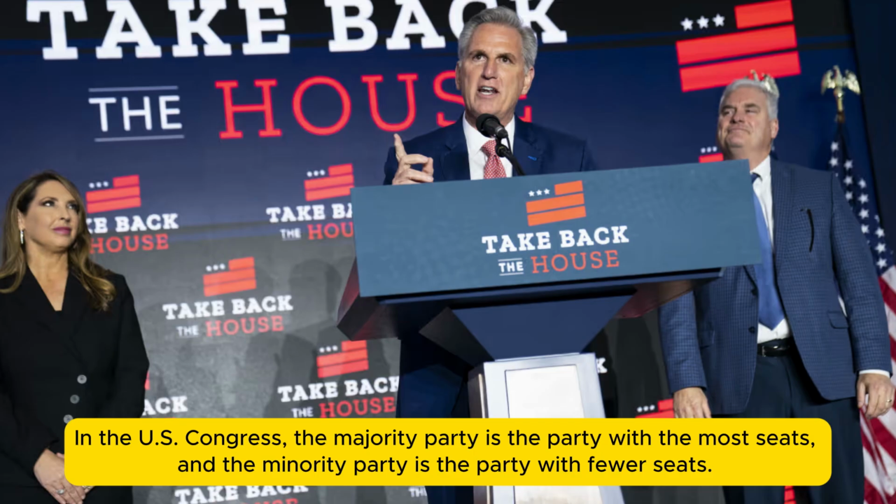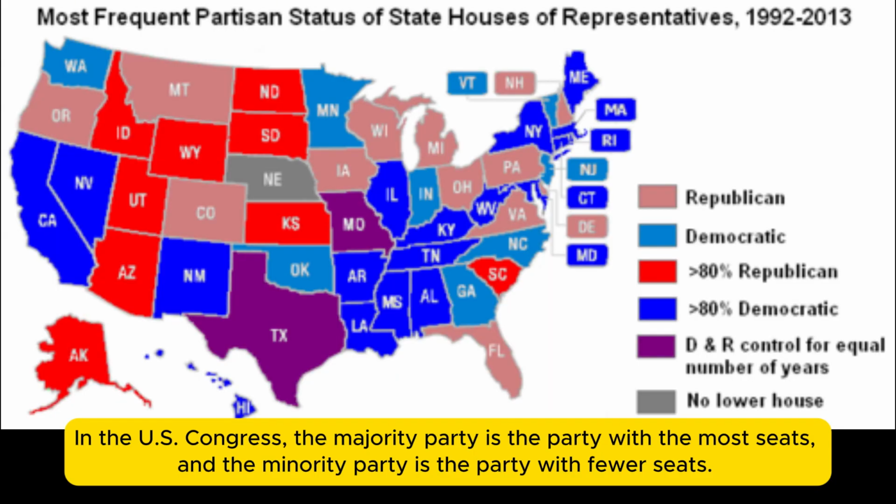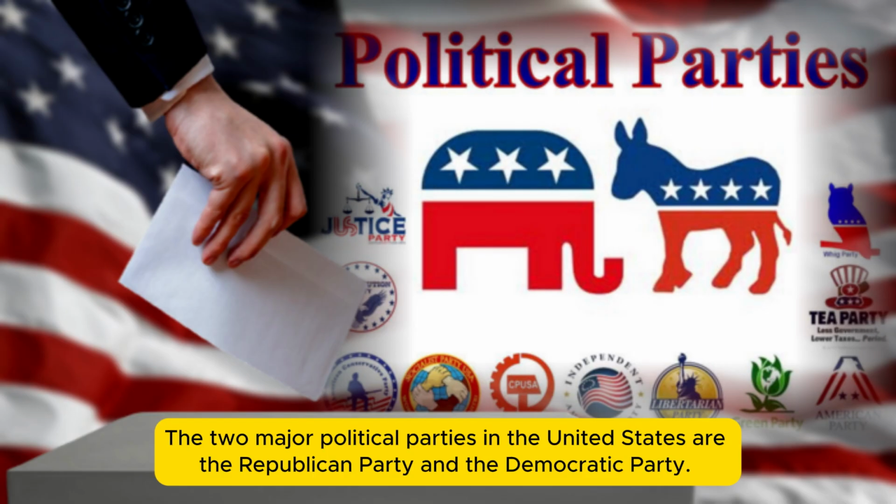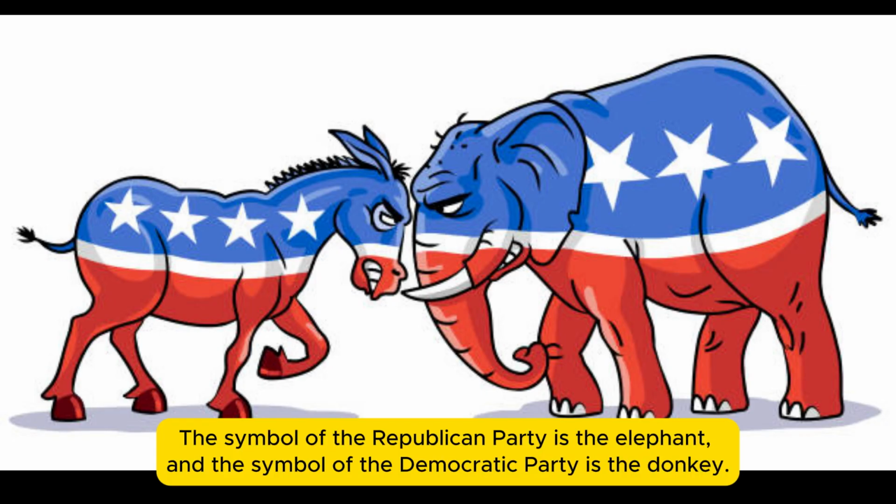In the U.S. Congress, the majority party is the party with the most seats, and the minority party is the party with fewer seats. The 2 major political parties in the United States are the Republican Party and the Democratic Party. The symbol of the Republican Party is the elephant, and the symbol of the Democratic Party is the donkey.